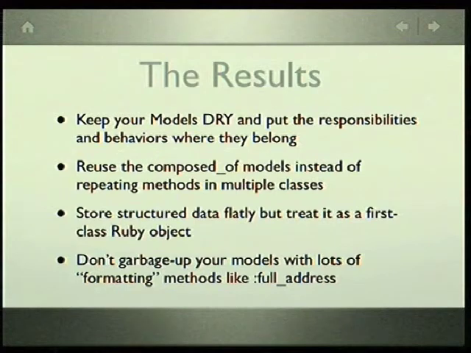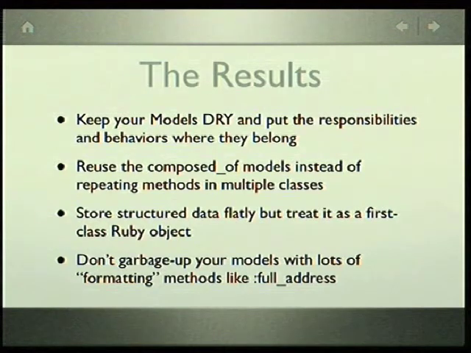And the third bullet there is to store structured data flatly, but treat it as a first-class Ruby object. One of the ways that people tend to store things like lists is to serialize them in YAML. And you find yourself, when you're using an object that has a serialized attribute, doing a lot of conversions to and from YAML and having to do basic list manipulations, indexing into the list to get the parts and pieces out of it. And all that stuff really belongs in a separate model. And this is a great way to do that. You could still use a serialized field in your Active Record model to store the data, but when you actually want to manipulate it, you could do it with one of these composed of models.